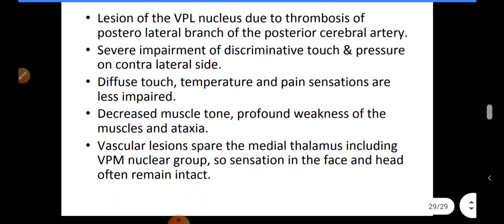So, this is about thalamic syndrome. With this, we should know about the thalamus: the classification of thalamic nuclei, the afferents and the efferents, the function of each and every nucleus, and the applied aspect.